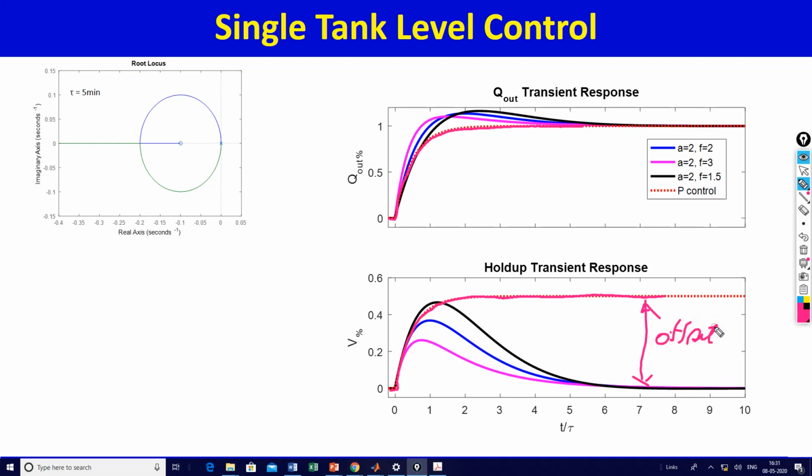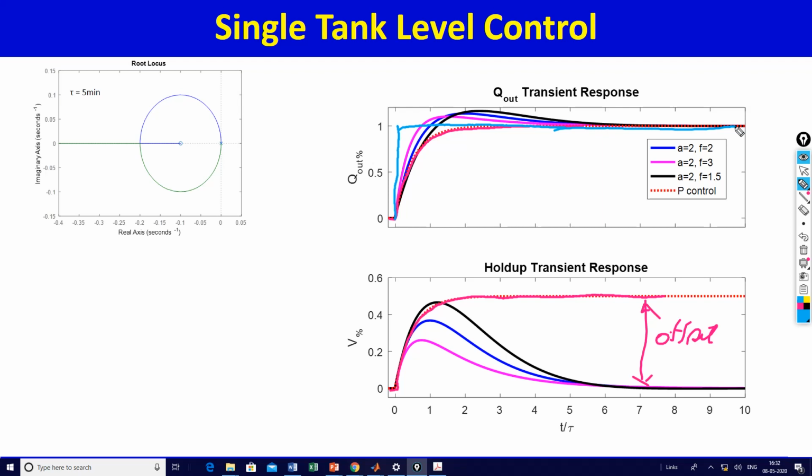If you use a PI control, no matter what kind of curve it is, the blue, the magenta or the black, what you find is, at time t equal to 0 I gave a step, Q in goes to 1, and stays at 1. Perfect level control.